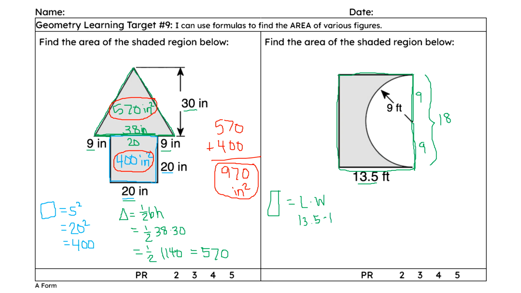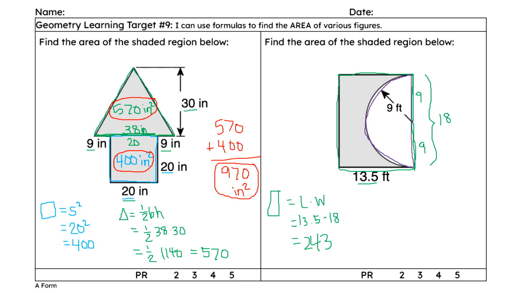So this is going to be 13.5 times 18 to get you the area of the rectangle. Thank you, calculator, for helping me out. That looks like 243 feet squared. Now that would be this entire rectangle if it were all filled in gray. However, someone has cut out half of this circle, so I'm going to need to subtract that. I want to figure out what the area of this half circle is, because someone has cut that out.